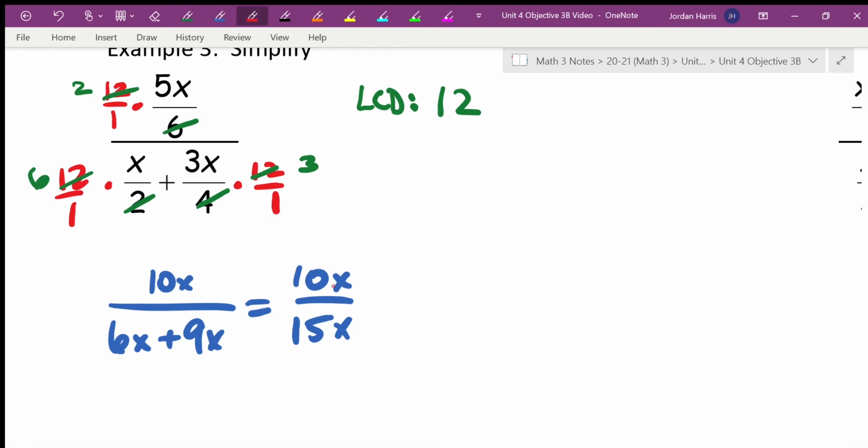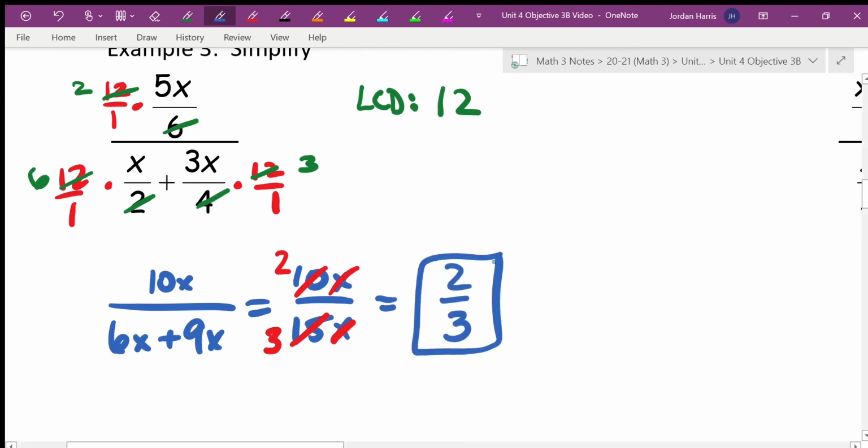Oh, got some things to simplify. The x's, one on top, one on bottom. The 10 and 15, I have a 2 and a 3. Remember, the reason we can simplify these is because there's no glue, no pluses and minuses. Don't forget about that. You don't want to just throw all your knowledge out the window here. So that one's just 2/3.